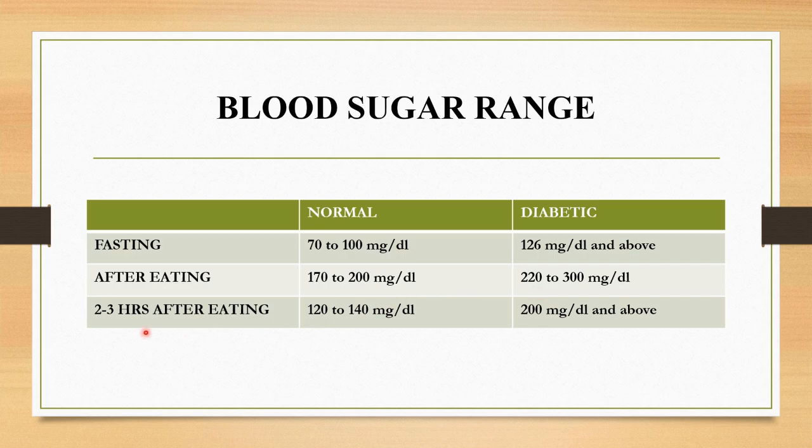2 to 3 hours after eating, that is postprandial, for a normal person, it ranges between 120 to 140 mg per deciliter, and for a diabetic, it is 200 mg per deciliter and above.